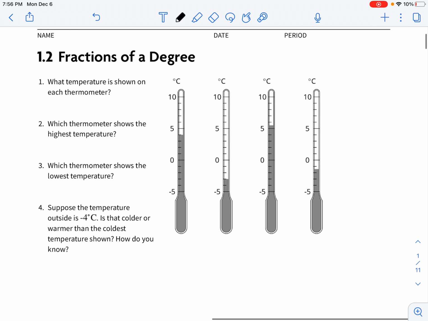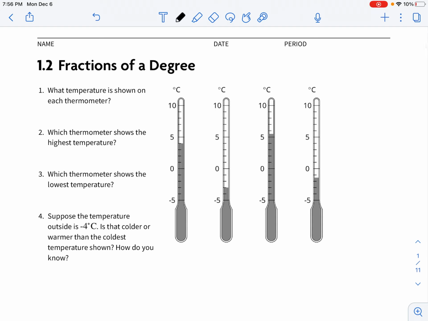Okay, so fractions of a degree. So now, with each tick mark on these new ones, it looks like it's 1 for every tick mark. So we'll go ahead and answer these questions. It says what temperature is shown on each thermostat. So this first one, I'll just write the temperature below. It's 1 tick mark off of 5 below, so it would be 4 degrees.